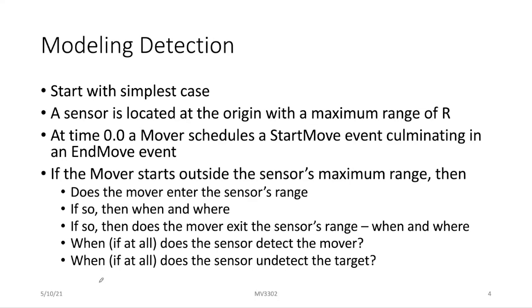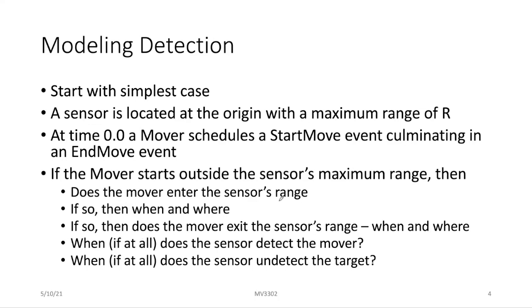Okay, so again, simplest case, or a canonical case. Let's say the mover starts outside of the sensor's maximum range. These are the questions that we need to answer if we're going to be able to model the ability of the sensor to detect the mover. So first of all, does the mover enter the sensor's range?